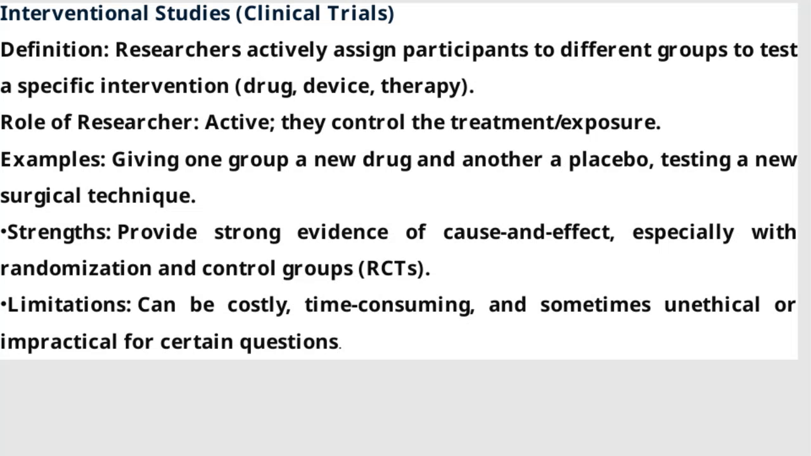Interventional studies, also known as clinical trials, are a key part of research where researchers actively assign participants to different groups. This is done to test a specific intervention, which could be a drug, a device, or a therapy. The role of the researcher here is quite active. They control the treatment or exposure that each group receives. For example, one group might receive a new drug while another gets a placebo, or they might test a new surgical technique. The main strength of these studies is that they can provide very strong evidence of cause and effect relationships. This is especially true when they use randomization and control groups, like in randomized controlled trials.